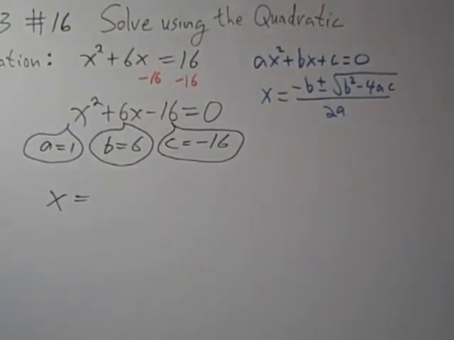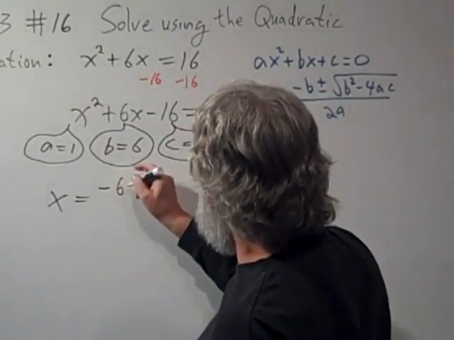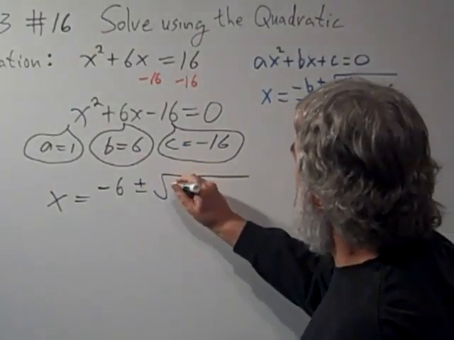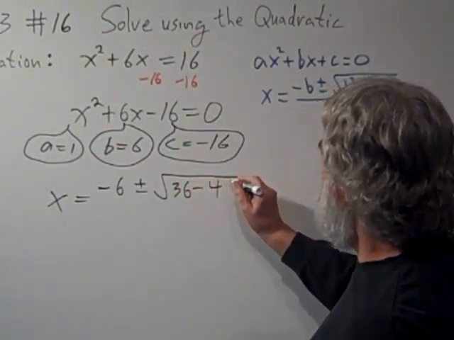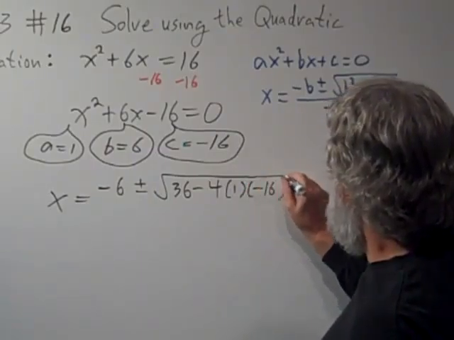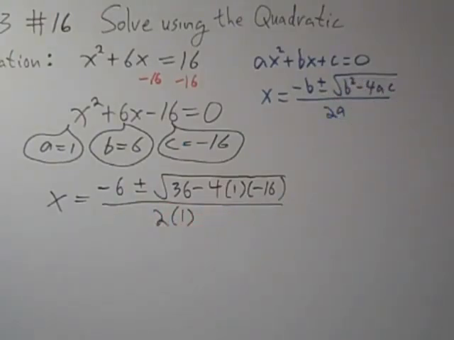And here's what we get. x equals negative b, that's negative 6, plus or minus the square root of b squared, that's 6 squared or 36, minus 4 times a, which is 1, times c, which is negative 16. And all of this divided by 2 times a, which is 1. And all we have to do is simplify this.